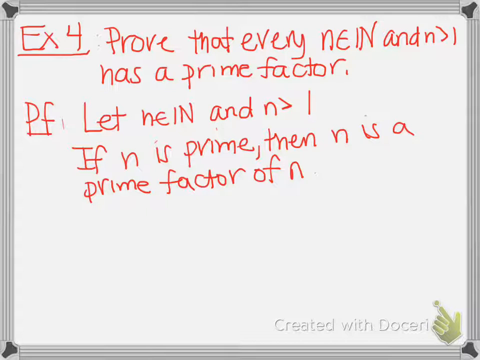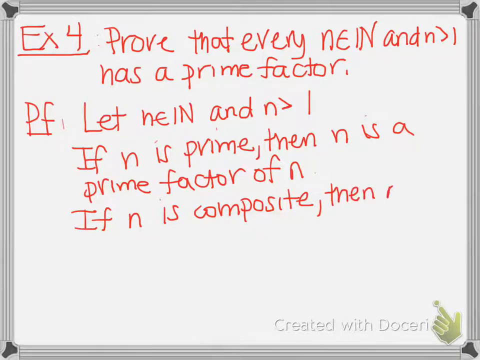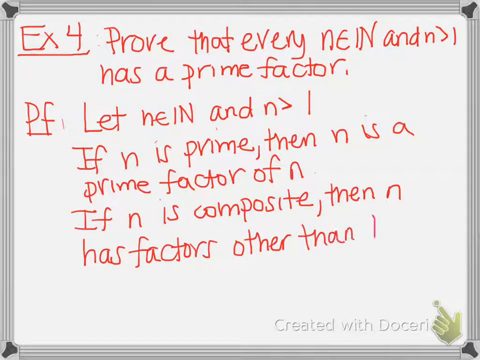Okay, so we're done with that case. If n is composite, then n has factors other than 1 and n. Okay, so what can we say then?